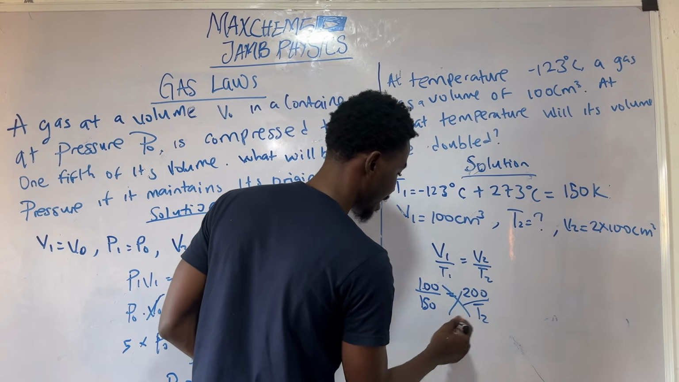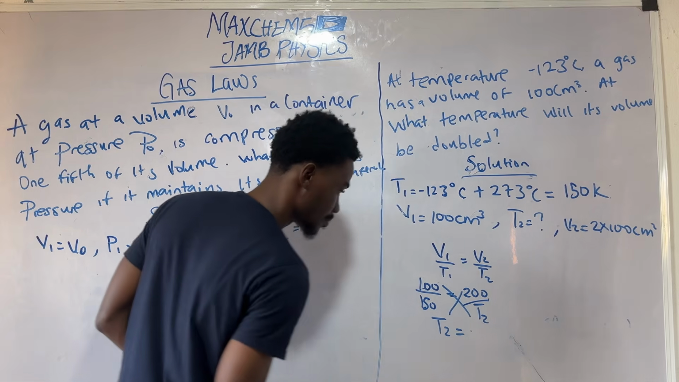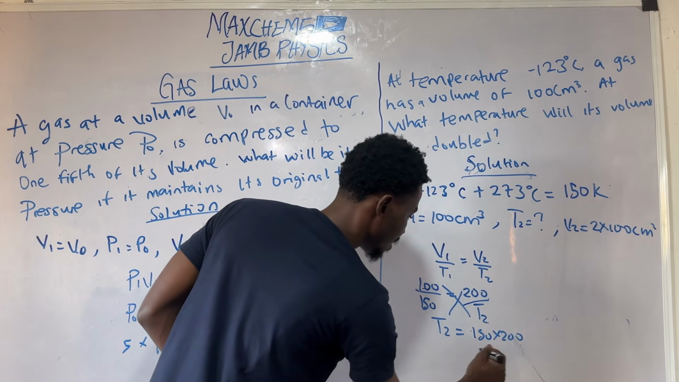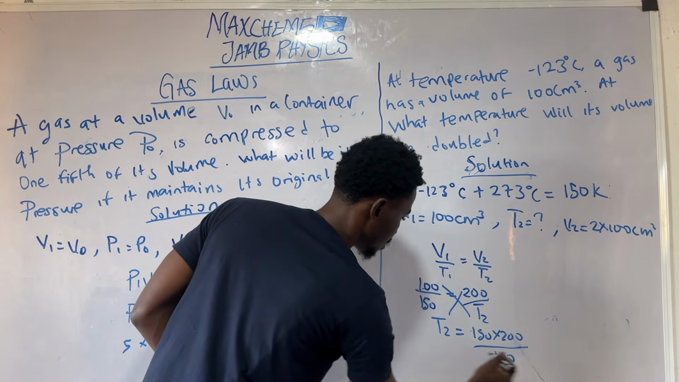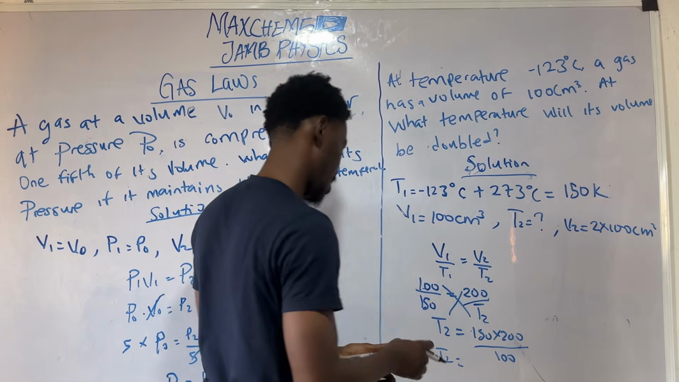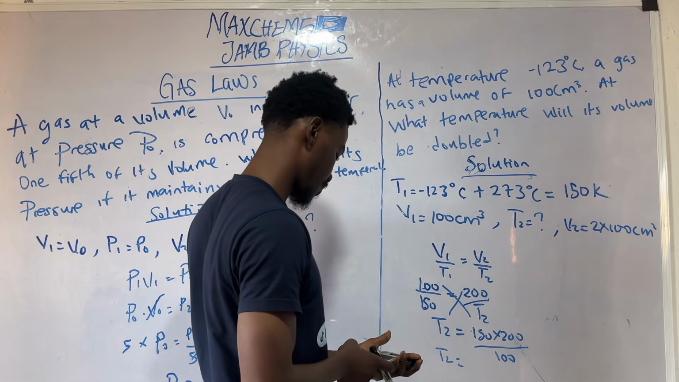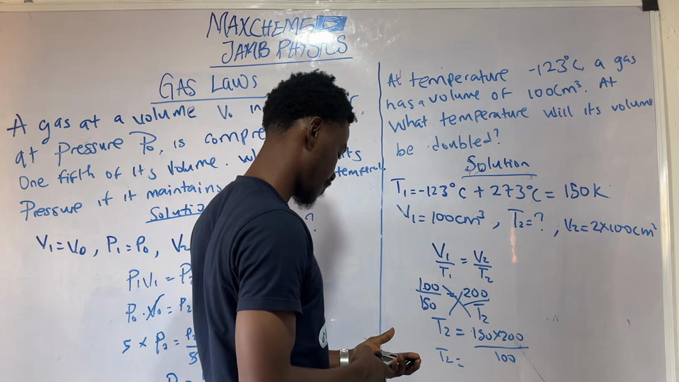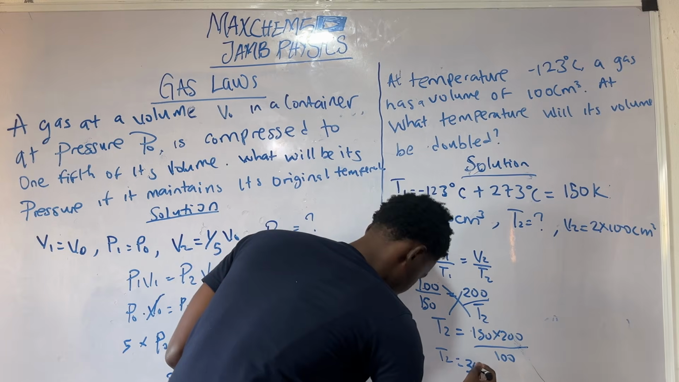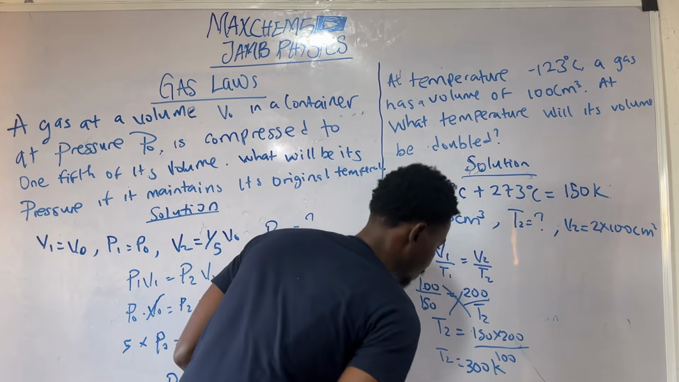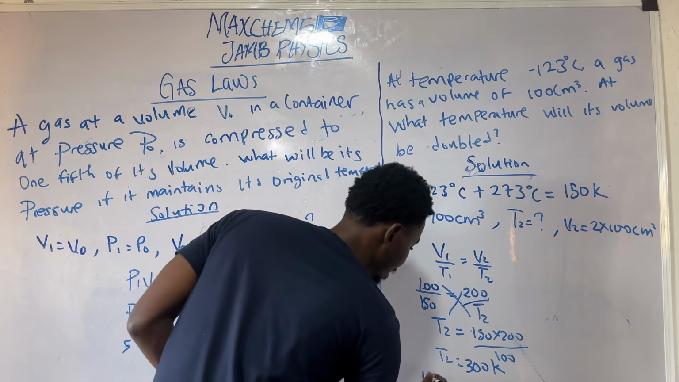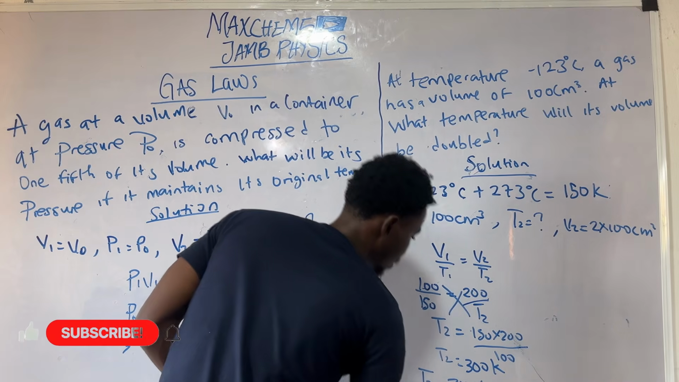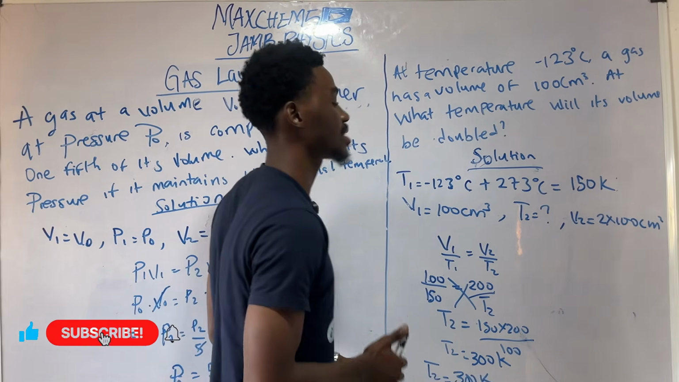So cross multiplying, we have T2 to be 150 multiplied by 200 divided by 100. So T2 is, punching that into my calculator, 300 Kelvin. So we have our temperature to be 300 Kelvin. So this is how you solve questions like this.